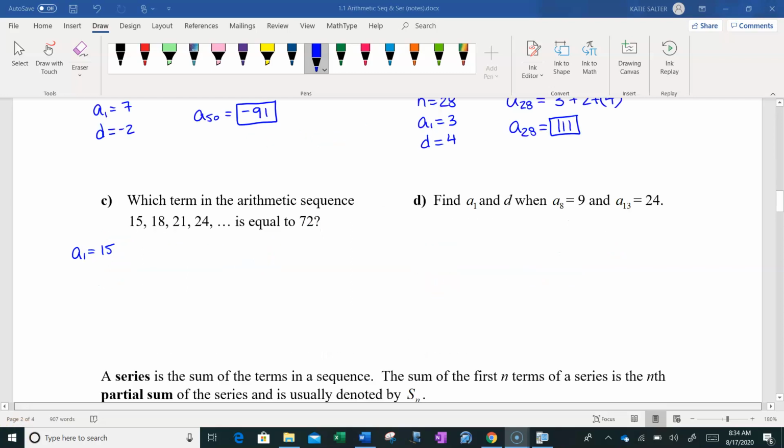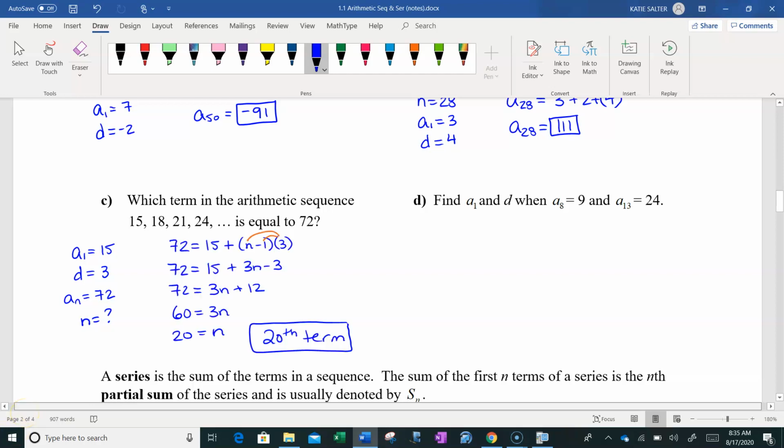Problem C, which term in the arithmetic sequence 15, 18, 21, 24 is equal to 72? So we know the first term is 15. We know the common difference is 3 because it's adding 3 each time. We know that the nth term is 72. What we don't know is what that term number is. So this is similar to the problem we did on the front side of this sheet. So I want y'all to try it. When you're done, start the video back and see how you did.